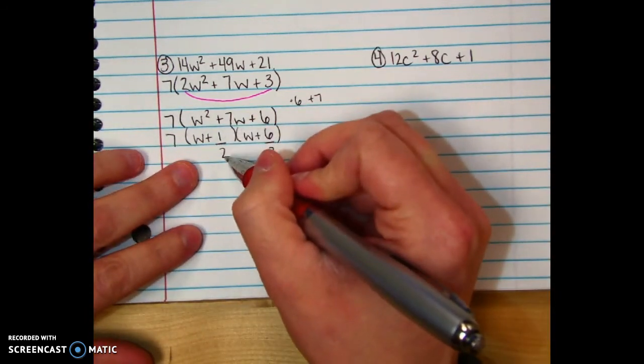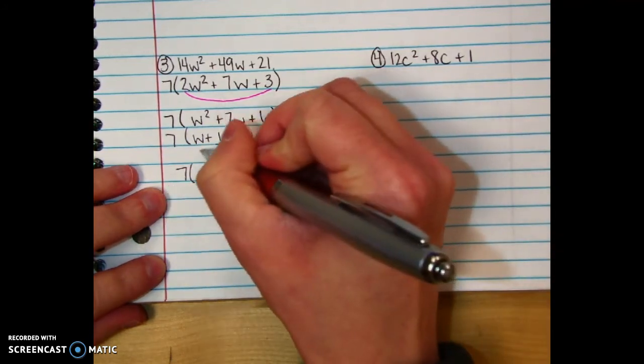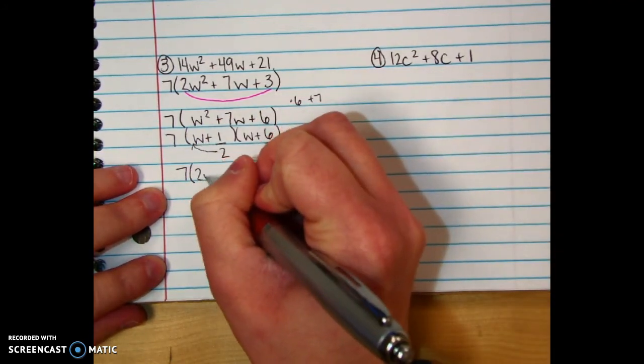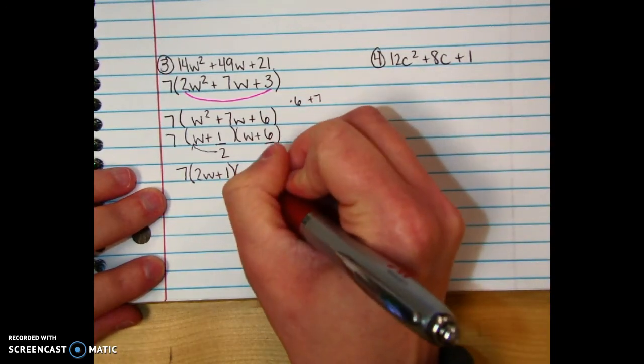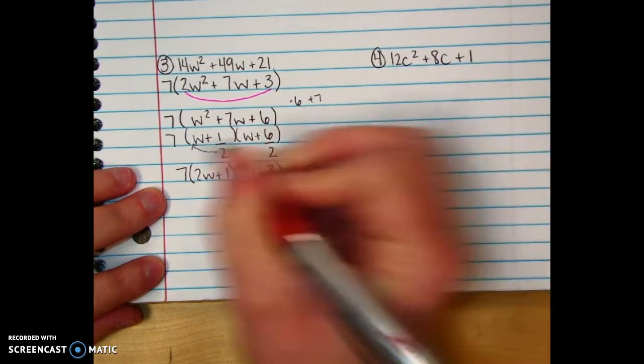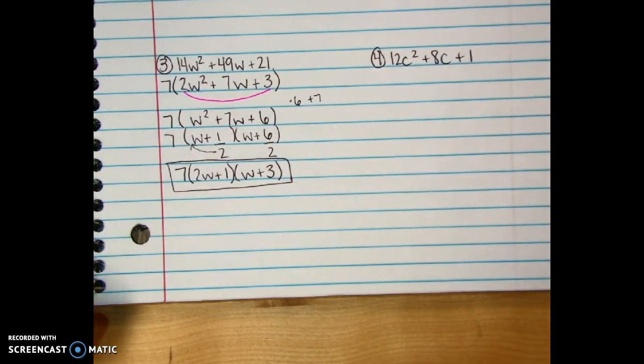I cannot reduce this, so now bring down that 7. The 2 goes to the front, so 2w plus 1. And then 6 divided by 2 is 3, so this is w plus 3. And there's that. This is like number 8 on your assignment, if you choose to do that one.